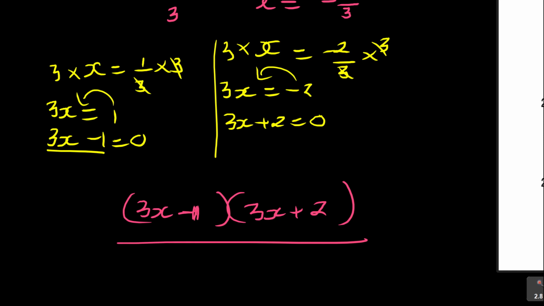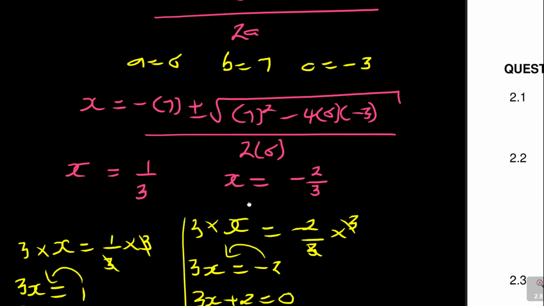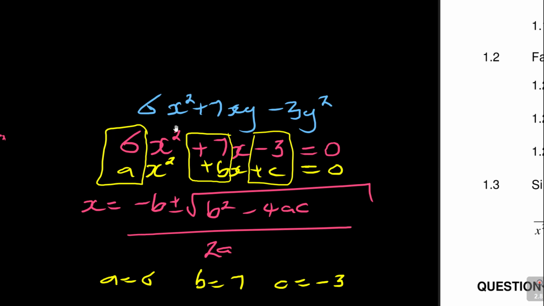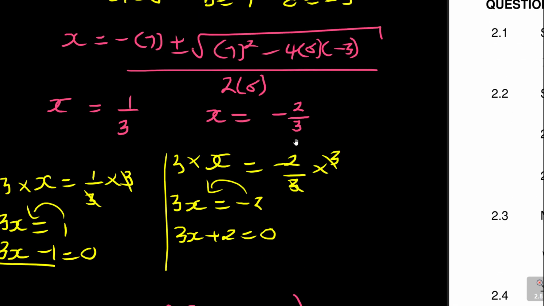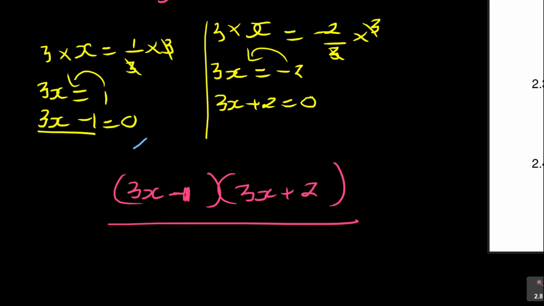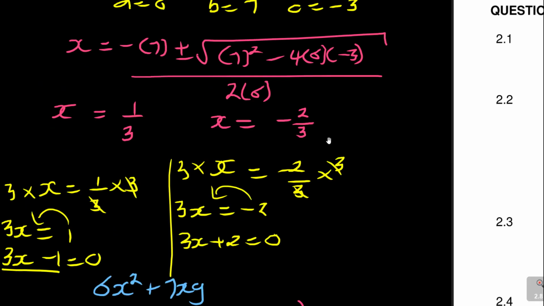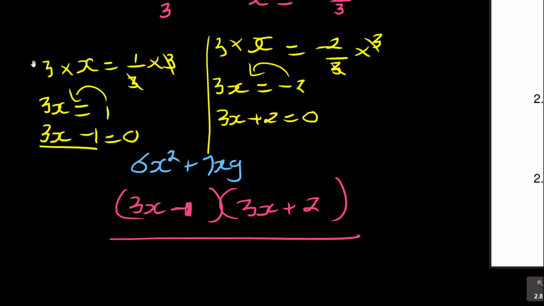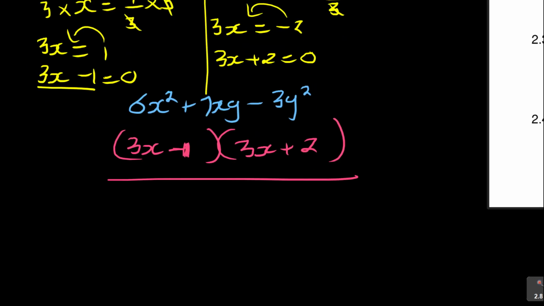Now, I want to show you something interesting from here. Go back to this one. Let's bring this 6x squared plus 7xy minus 3y squared. Let me write it here. 6x squared plus 7xy, right? And then minus 3y squared. Guess what? It's the same thing. This is still the factorized. So what you do here, you put y here, you put y there. Then that becomes the answer. Okay? I hope it was easier for you, or it was making sense.